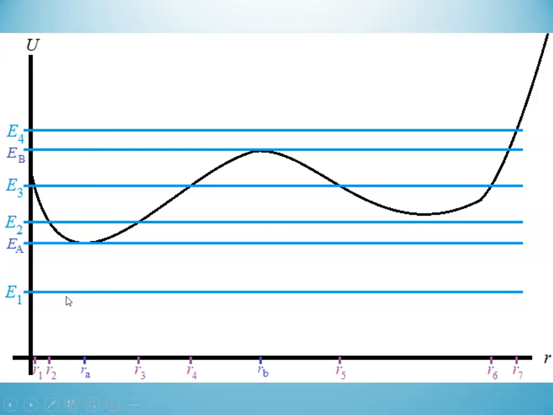How about energy E2? If it has energy E2, then it can exist anywhere between coordinates R2 and R3. So what if you have a particle with energy E2? Well, it's going to be going back and forth between R2 and R3. And at the point in between where the potential energy is least, which I have labeled with the coordinate R(a), that's where the kinetic energy is greatest.